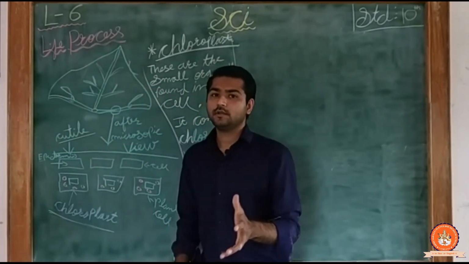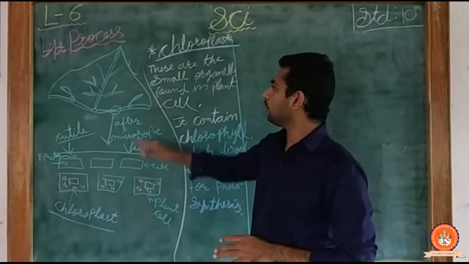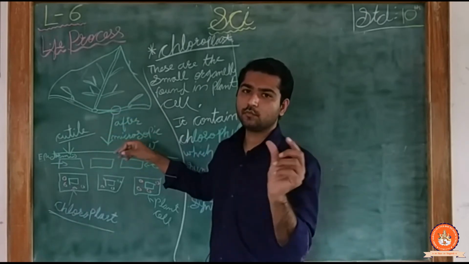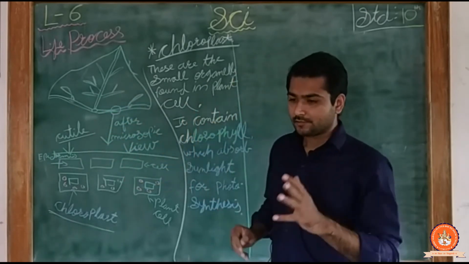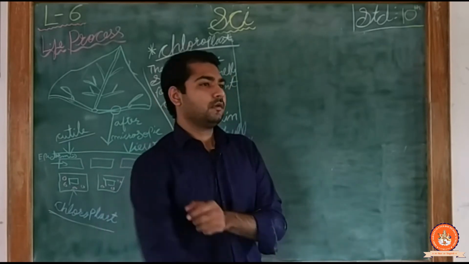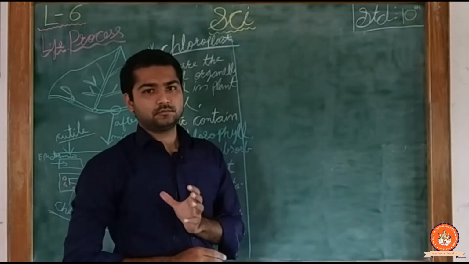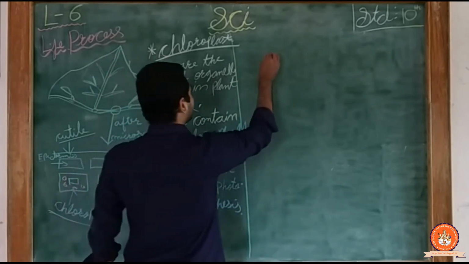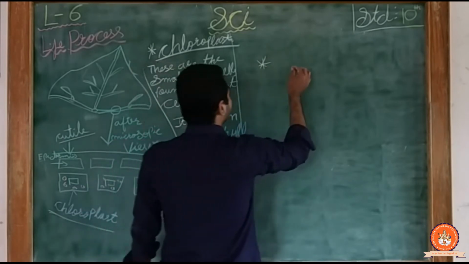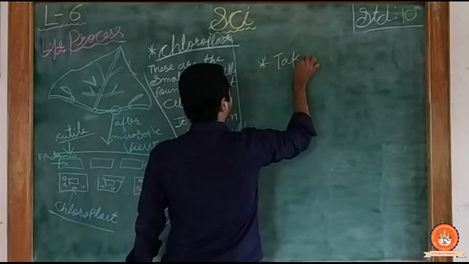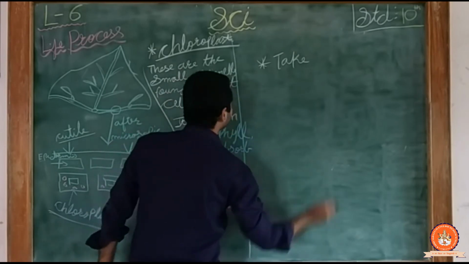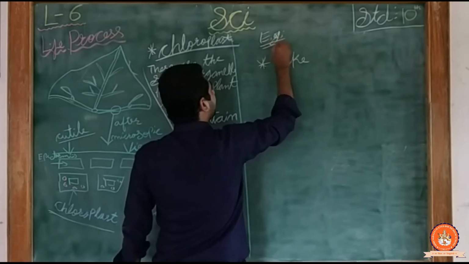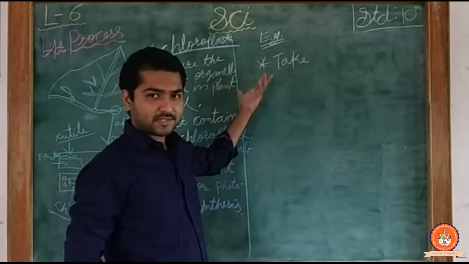So where do we find the chlorophyll? Chlorophyll is found in the chloroplast. How can we get to know? Through the microscopic view of a small part of a leaf. Clear? So let's see one example. Why is chlorophyll essential? I am taking a simple example, or you can say a simple activity. You can consider it an activity or an example.